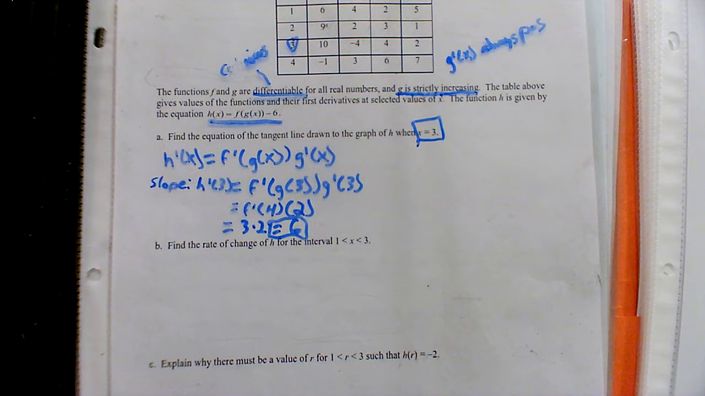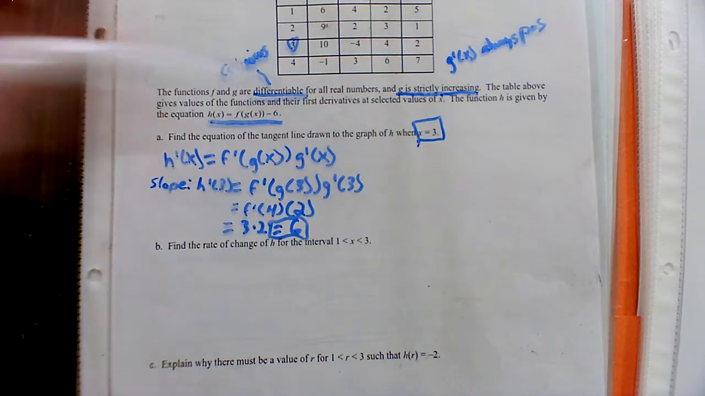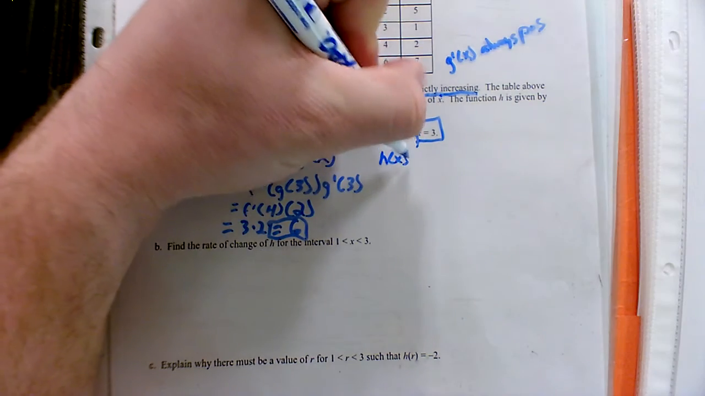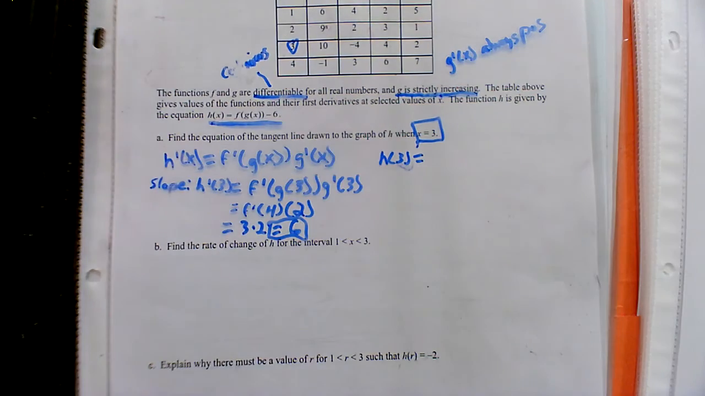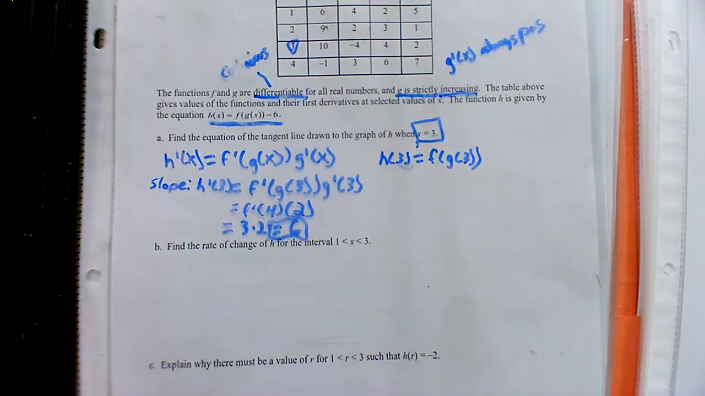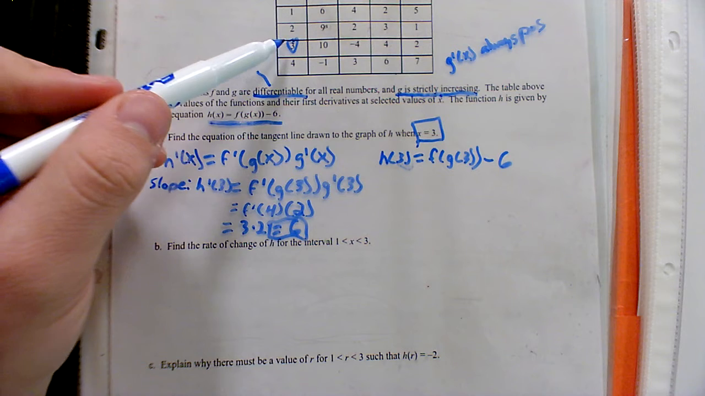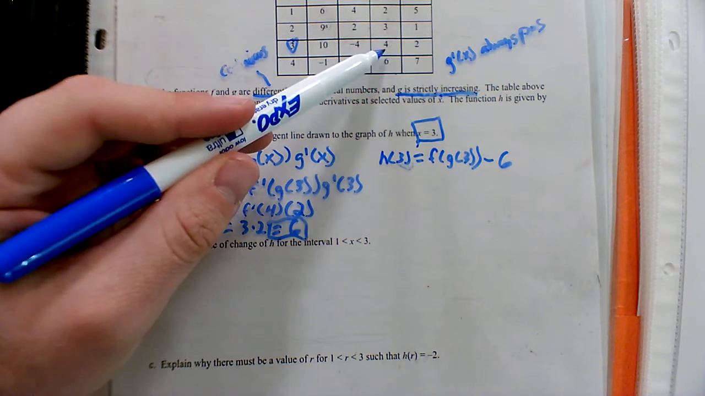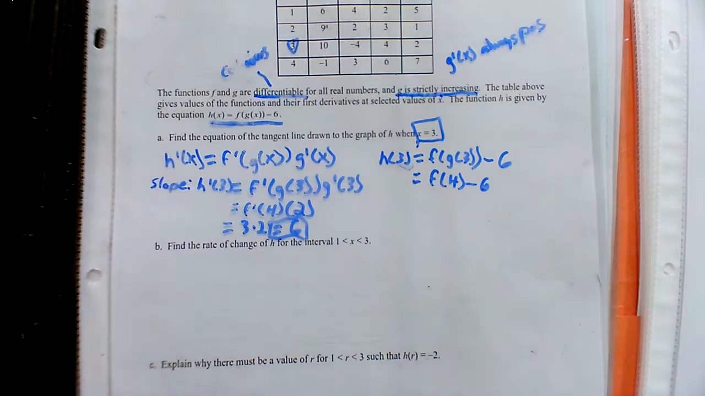Now we need the point. So I plug 3 now into what to find the point? The original. So h of x, or h of 3. f of g of 3 minus 6. That's the original. So I need to find g of 3. G of 3 is 4. So I have f of 4 minus 6.